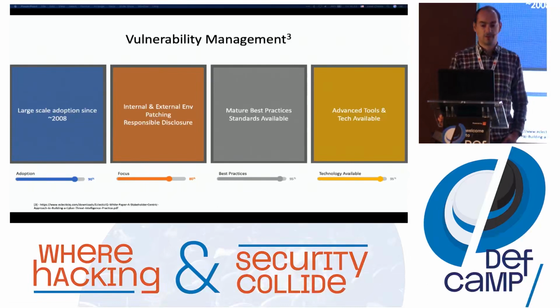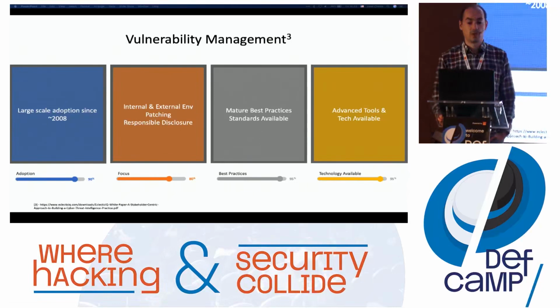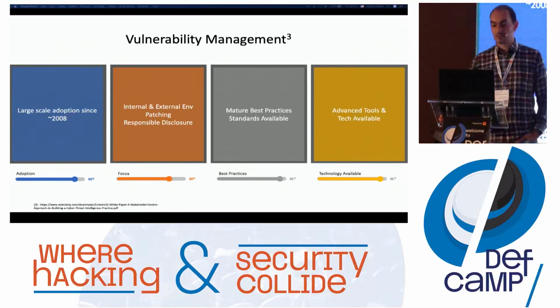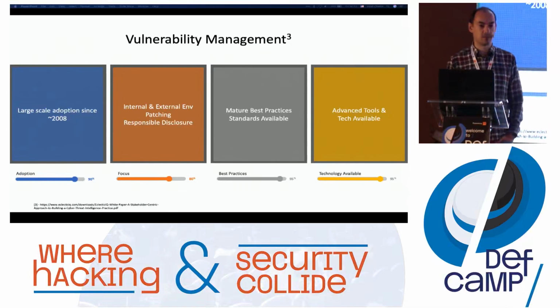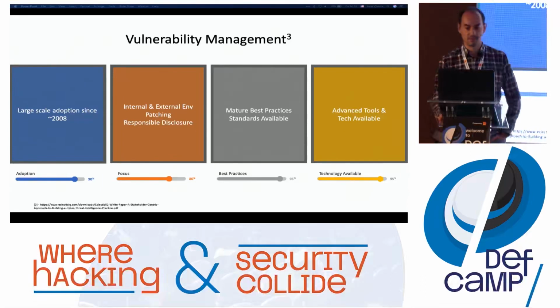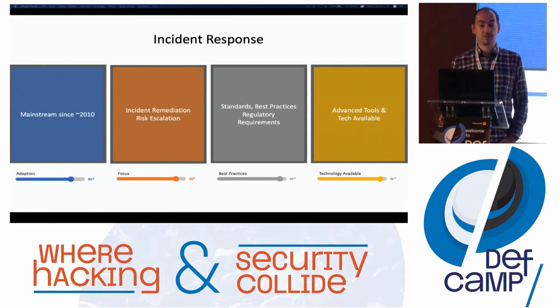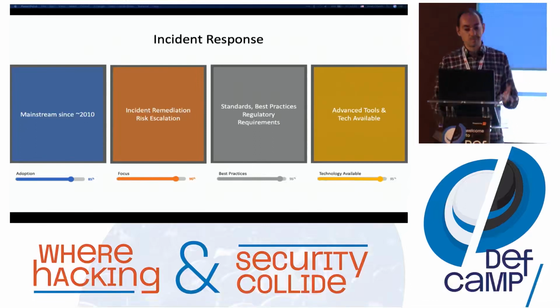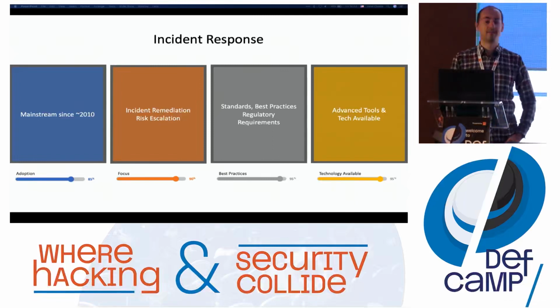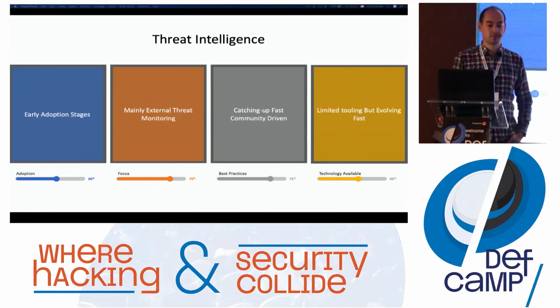Hardly focused on patching, on reactively patching, and yeah, we still have a lot of improvements to do in the responsible disclosure area. Mature best practices, we have a lot, tools and technologies, yeah, open source, commercial, plenty of those. What about incident response? Well, it started to become mainstream since 2010, more or less, focused on incident remediation and risk escalation. We have plenty of best practices, courses, materials, and guess what? We have some regulatory controls as well that we have to meet. Tools and tech, plenty.